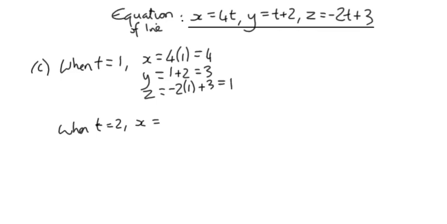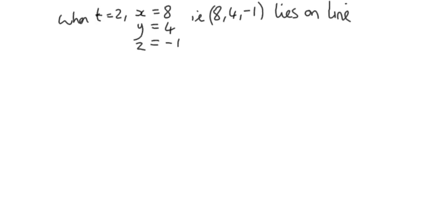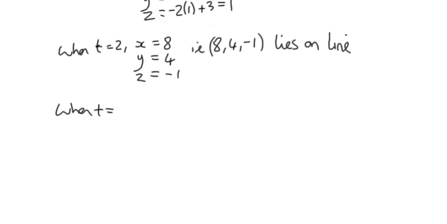X is going to be 8. I'm just going to do this mentally. It's not a difficult thing, but so that you know where all the numbers are coming from. When t is 2, negative 2 times 2 is negative 4, so we'll get negative 1. So in other words, 8, 4, negative 1 lies on the line. And you could pick any value of t. We can't pick 0 because that's the other point that we had. Let's just pick an arbitrary value.